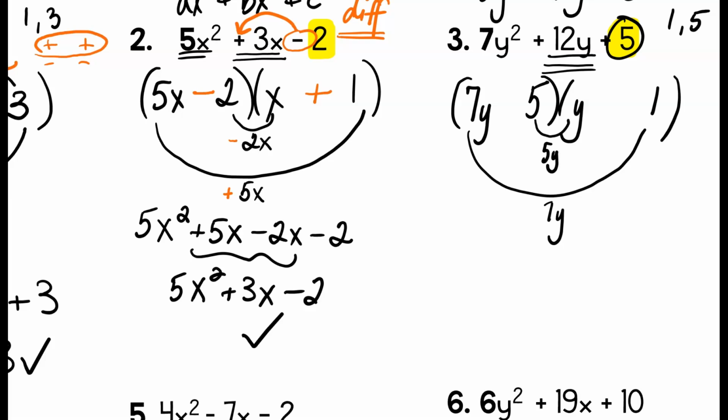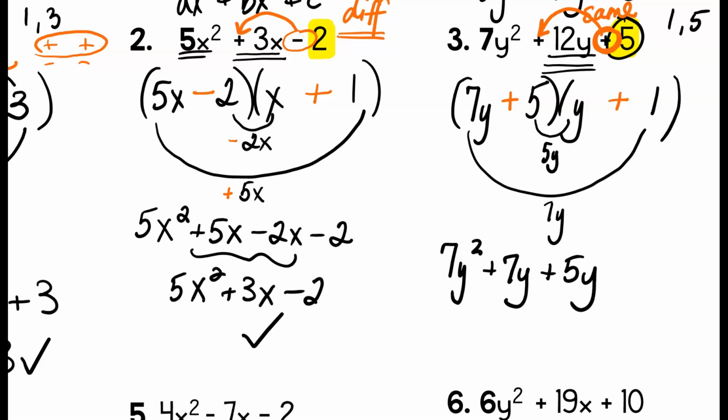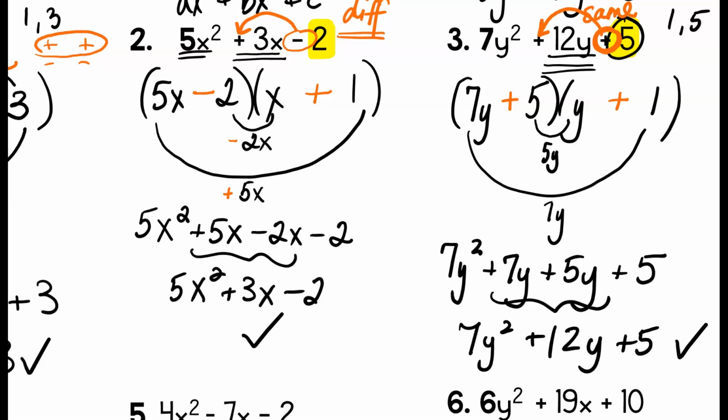Now the only way to add them is if the signs are the same, and because C is positive, signs will be the same. We will look to see what the B term is. It is positive, so we give both of them a positive. Now let's just check. 7y times y is 7y squared. The outer product is 7y. The inner product is 5y. The last 2 terms multiplied give me a positive 5. The middle 2 terms, when added together, give me 12y, which is what I needed.